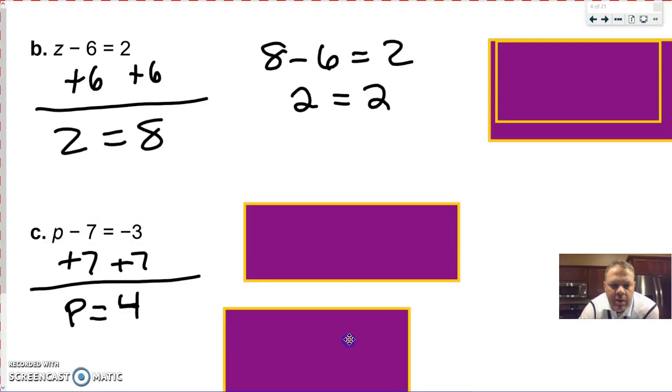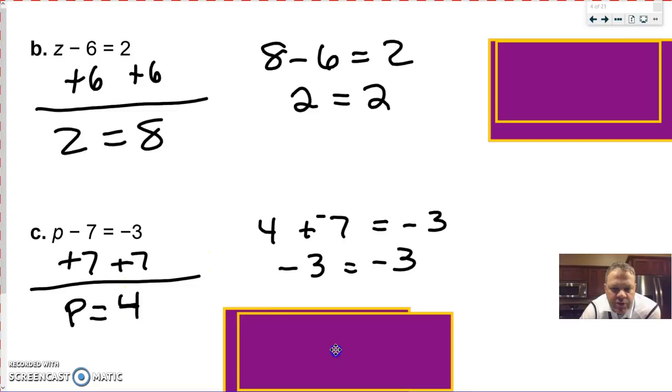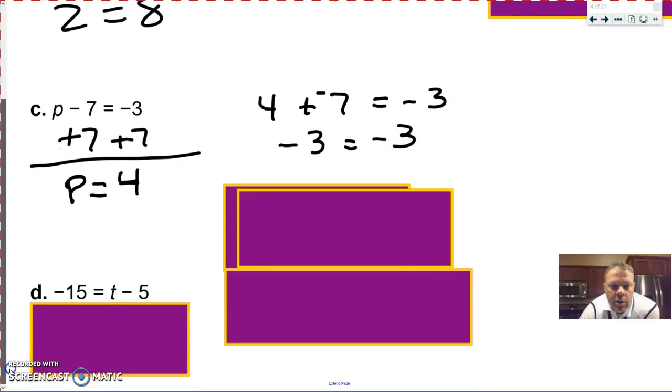In our second problem, it is p minus 7 equals negative 3. Again, I will do the same thing. The opposite of negative 7 is positive 7, which gets that to 0. Negative 3 plus 7, those are different signs. I must subtract. 7 minus 3 is 4. Again, to check the answer, negative 4 plus negative 7 equals negative 3. Therefore, negative 3, because these are different signs, equals negative 3. Please try the last one on this set of problems.